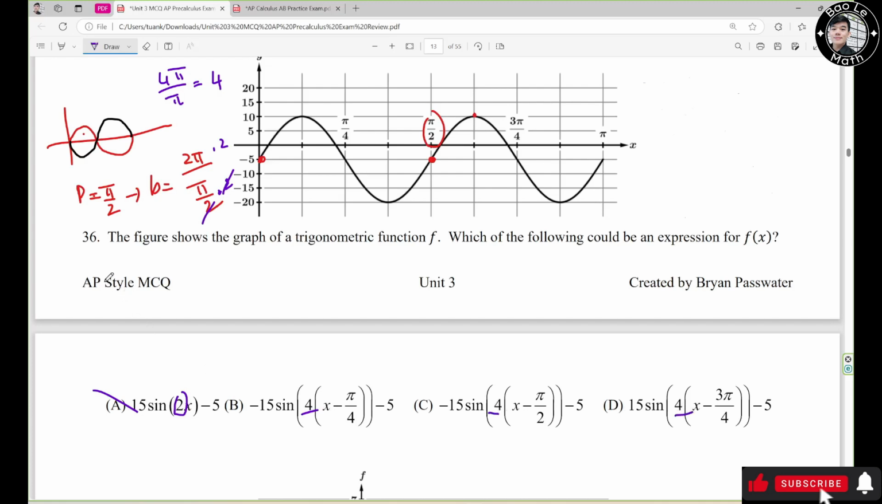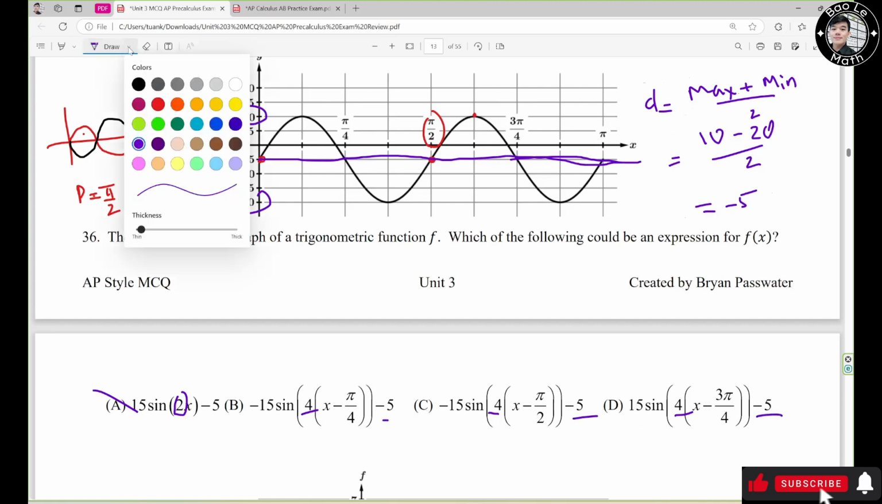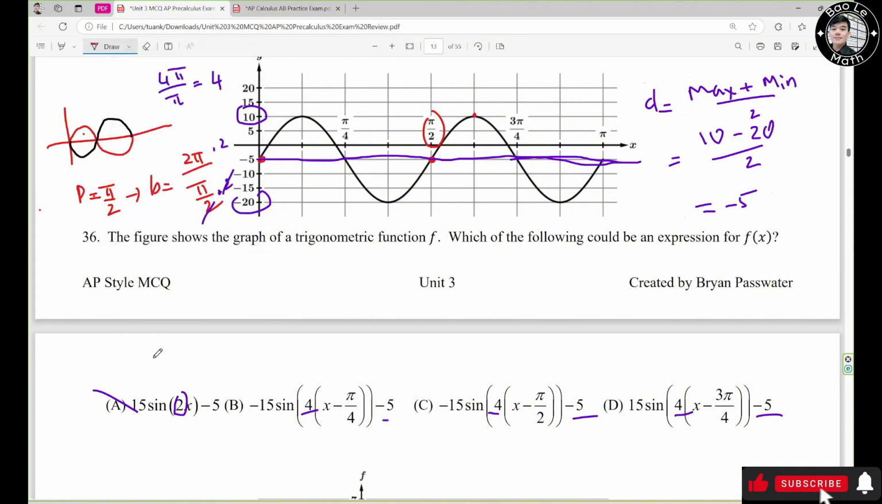Okay. Next one, we need to find the midline. The midline is going to be the maximum plus the minimum divided by 2. Maximum is going to be 10. Minimum is going to be negative 20. So 10 minus 20 divided by 2 is going to be negative 5. So the midline is going to be right here. Now look at this one, we see that they all have the midline negative 5, which is good. Now we need to determine the phase shift.